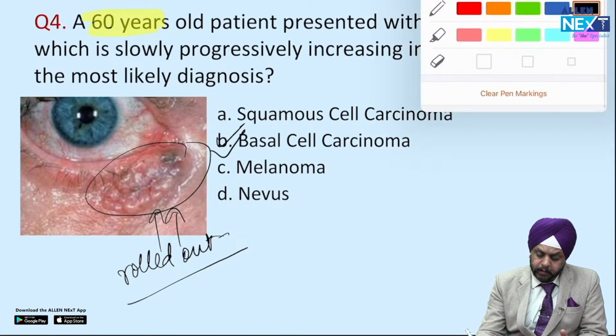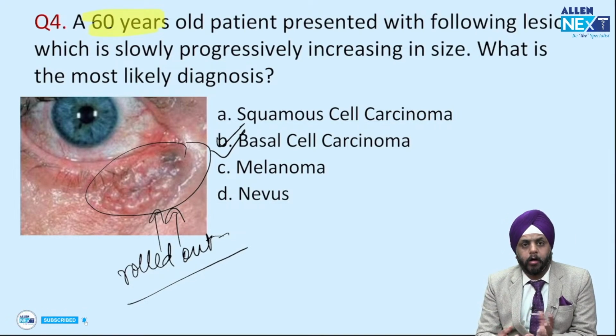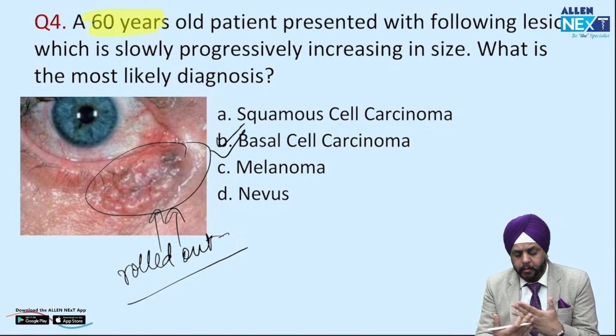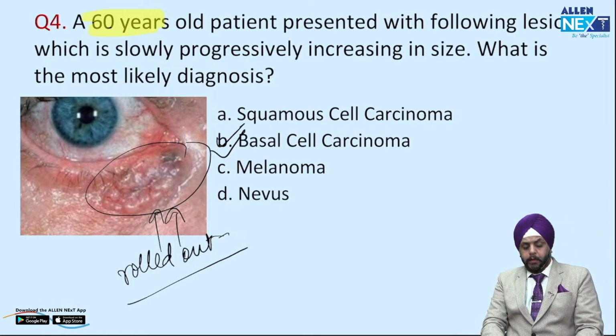We have studied this, BCC, the most common malignancy of the skin, right? Very common on the face and hands, on the dorsal side of the hands, right? Exposed to ultraviolet B rays.